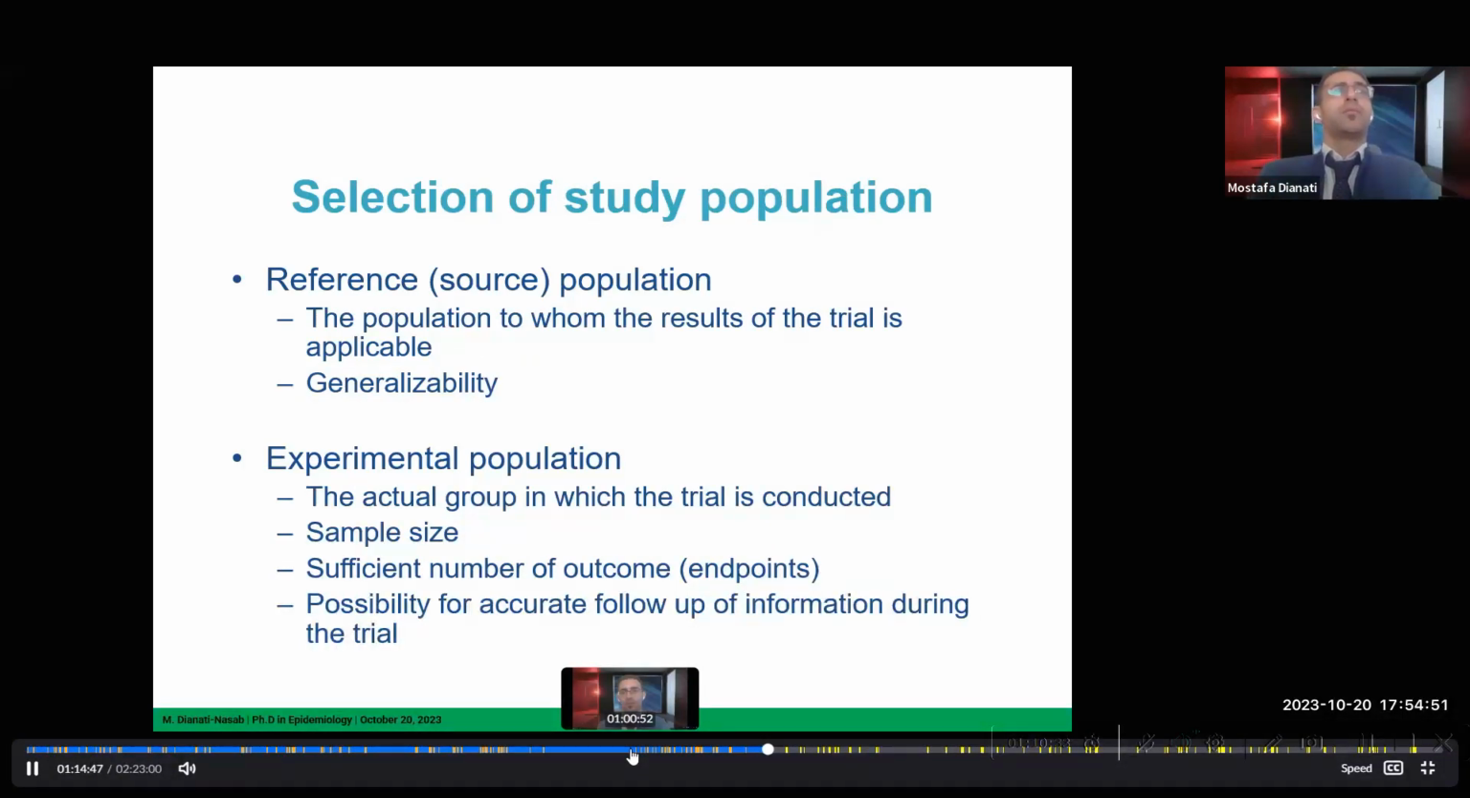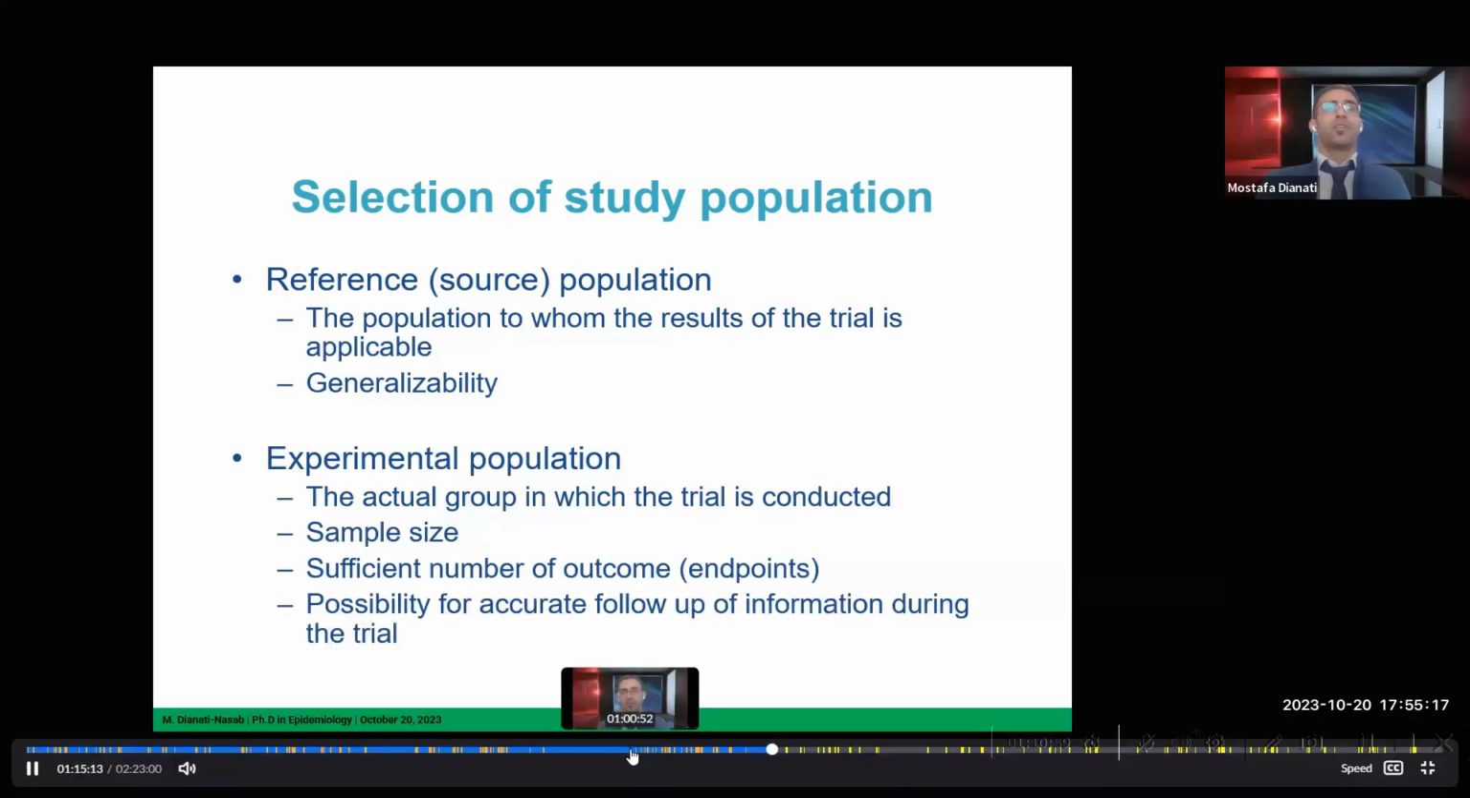Okay, here also we can select a study population from the reference or source population, like from the whole population of your city, your country, maybe. In this case, the generalizability of your data is really high because you randomly selected people from all around the city or all around your country.